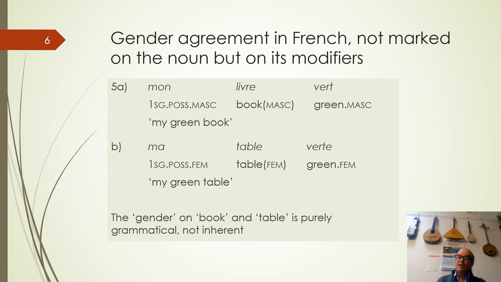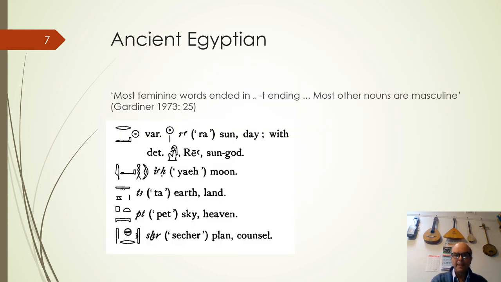But when you have the word my in front of it, if it's masculine, it's mon, that's M-O-N. If it's feminine, it's ma, that's M-A. And when you have the word green after it, you can see that the masculine form is spelt V-E-R-T and the feminine form is spelt V-E-R-T-E. The pronunciation of French is a bit difficult, and I can't remember what the difference is between the pronunciation of the masculine word for green and the feminine word for green, so I won't say them. But you can see that the gender is not marked on the noun itself, but on the words that agree with it. Now, gender has been around in languages for a long time.